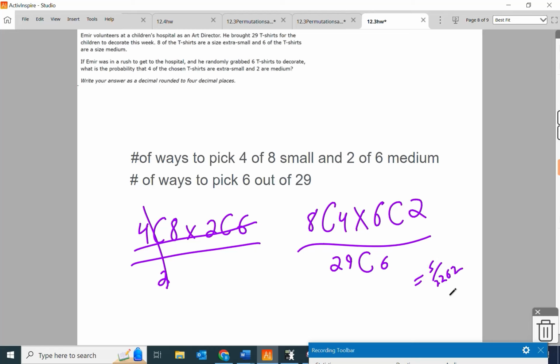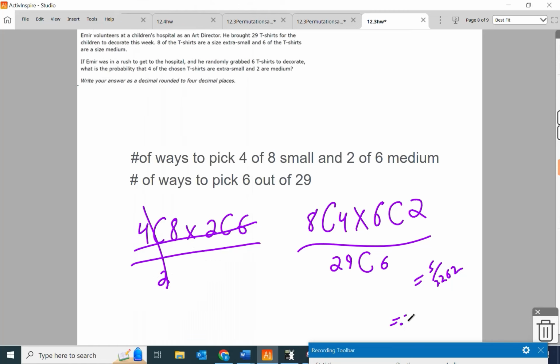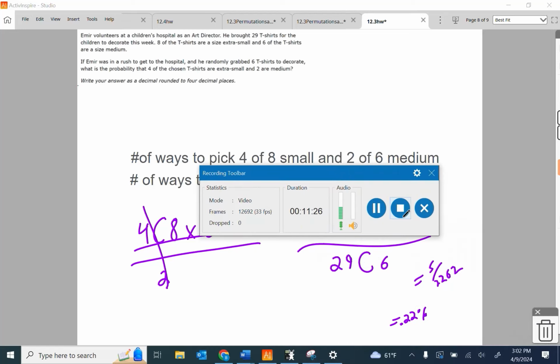It's pretty small, isn't it? The odds of him doing this are just non-existent. Let's see what that is as a decimal. And if we multiply that by 100, we'd have the percentage. So 0.22%. Slim to nothing. And that is the homework for this, so now Wes will be happy. Done.